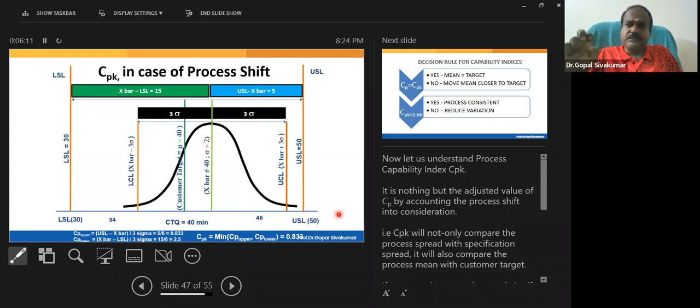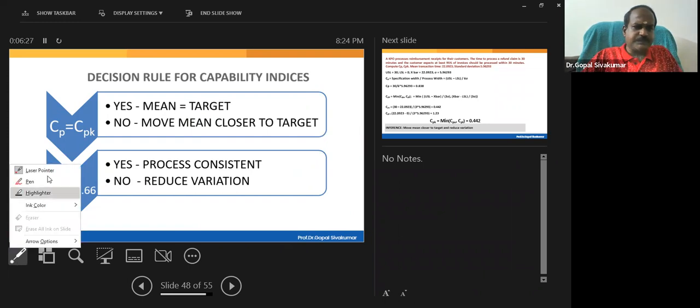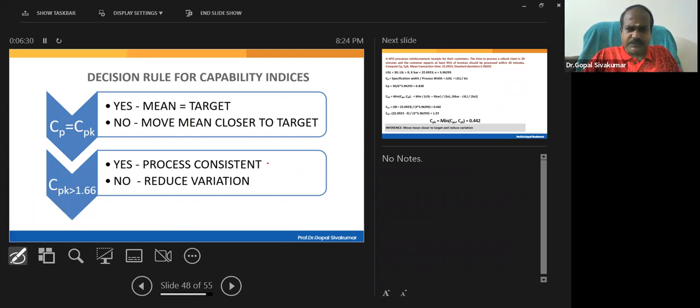If Cpk is more than 1.67, your process is capable. Look here. Cpk is more than 1.67 or 1.66. You can understand your process is capable. Sorry, here I think what is written? The process is not only consistent, the process is capable. You must say capable. The process is consistent as well as capable, because Cpk is more than 1.66. You don't have to look at Cp.